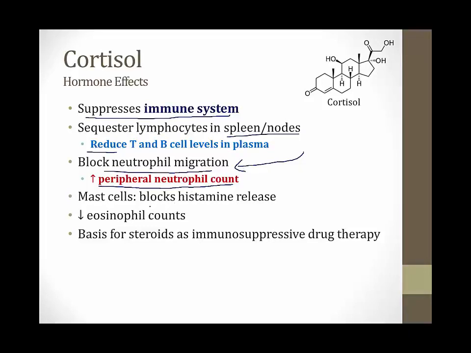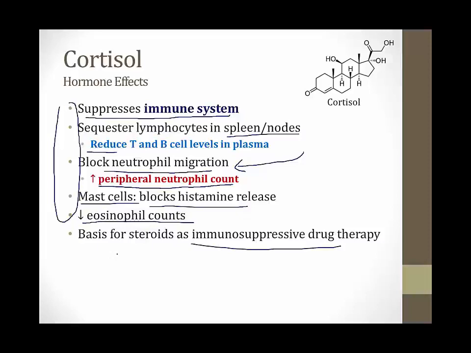Cortisol has also been shown to block histamine release in mast cells. It will lower the eosinophil count. And all of these effects I've described on this slide are the basis for using cortisol or cortisol-like drugs as immunosuppressive drug therapy, and we'll talk more about that in a minute.